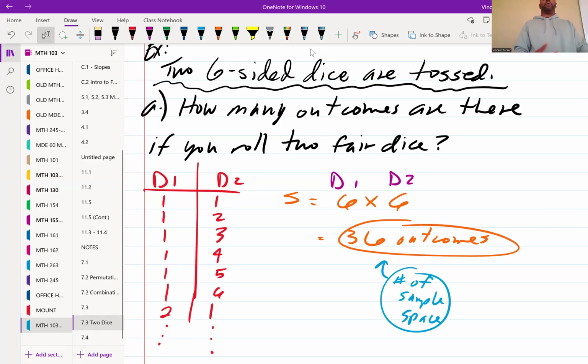But what we can do is lean on the fundamental counting principle. If I have 6 outcomes for die 1, and then 6 outcomes for die 2, and I can only choose one in each case, I can just multiply those together, and that will let me know how many outcomes I have in total. So there are 36 total outcomes when it comes to rolling two six-sided dice. Okay, so the total number of outcomes is 36.